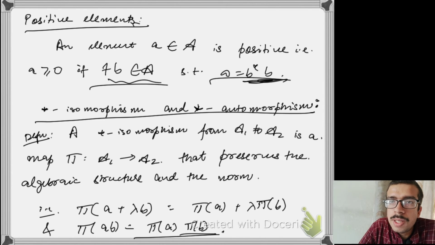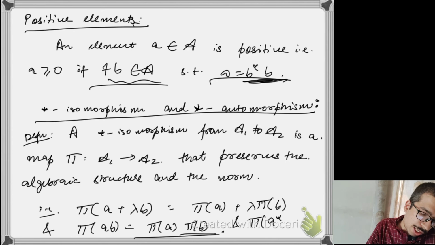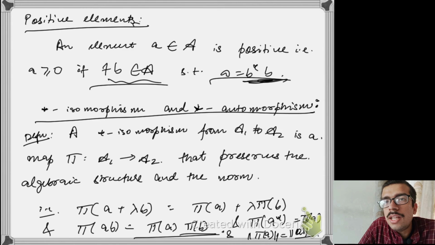So it is like a vector space homomorphism. It is also a ring homomorphism, and it is also star homomorphism, right? Pi of a star is pi a star. And finally, norm of pi a must also be norm of a. So you might be thinking, okay, I'm calling it an isomorphism, but have I ensured it is 1-1 and onto, right?